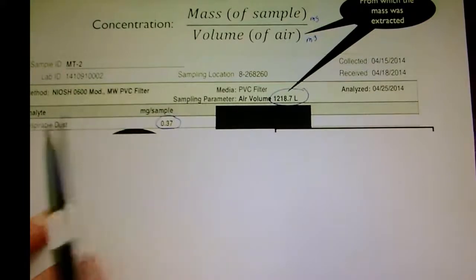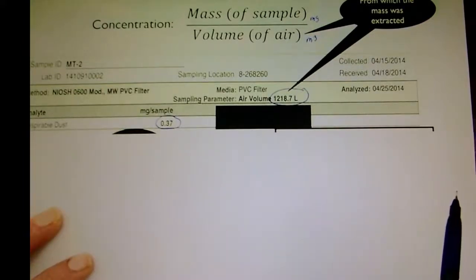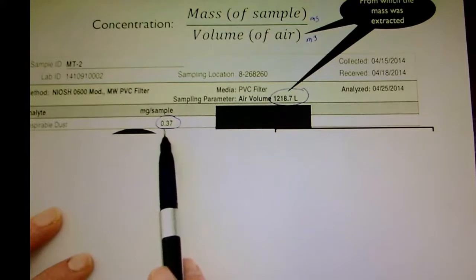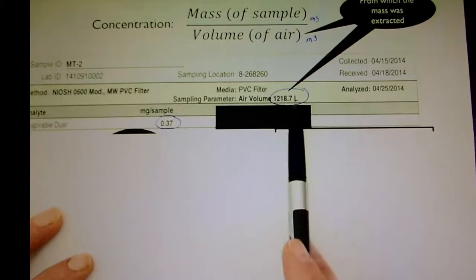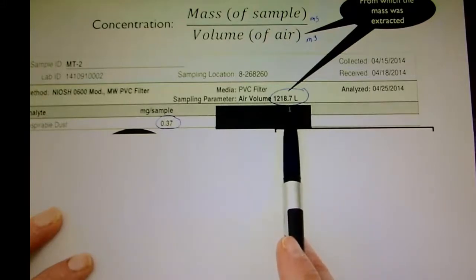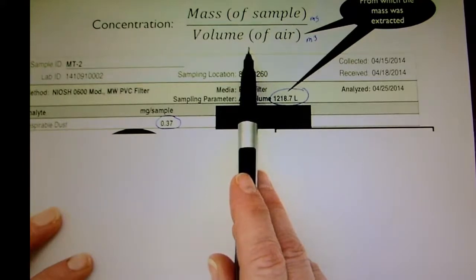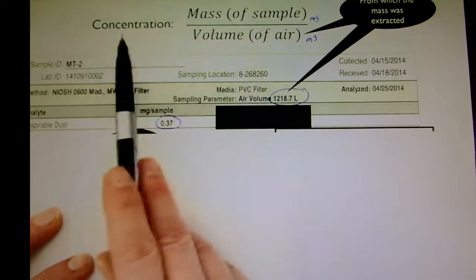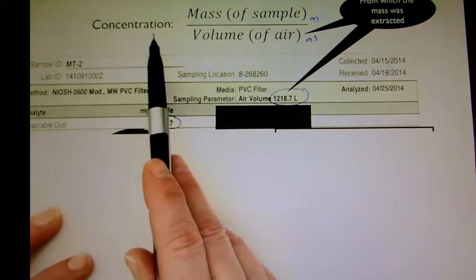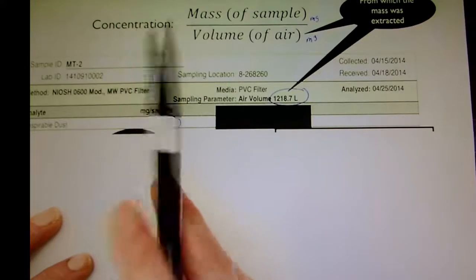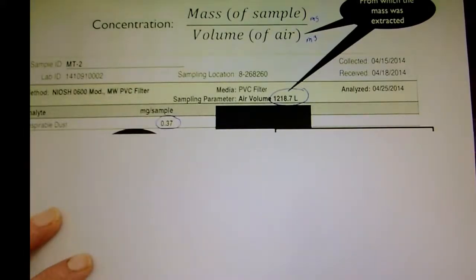And this is an example of laboratory analysis. You can see that it gave us the milligrams per sample here. And we gave the lab our volume of air. And since we draw that air in liters, we typically report it in liters. So this volume of air is really important because, as you can see, it is the denominator in our equation. And it'll influence our concentration, which ultimately influences our occupational exposure limit assessment.